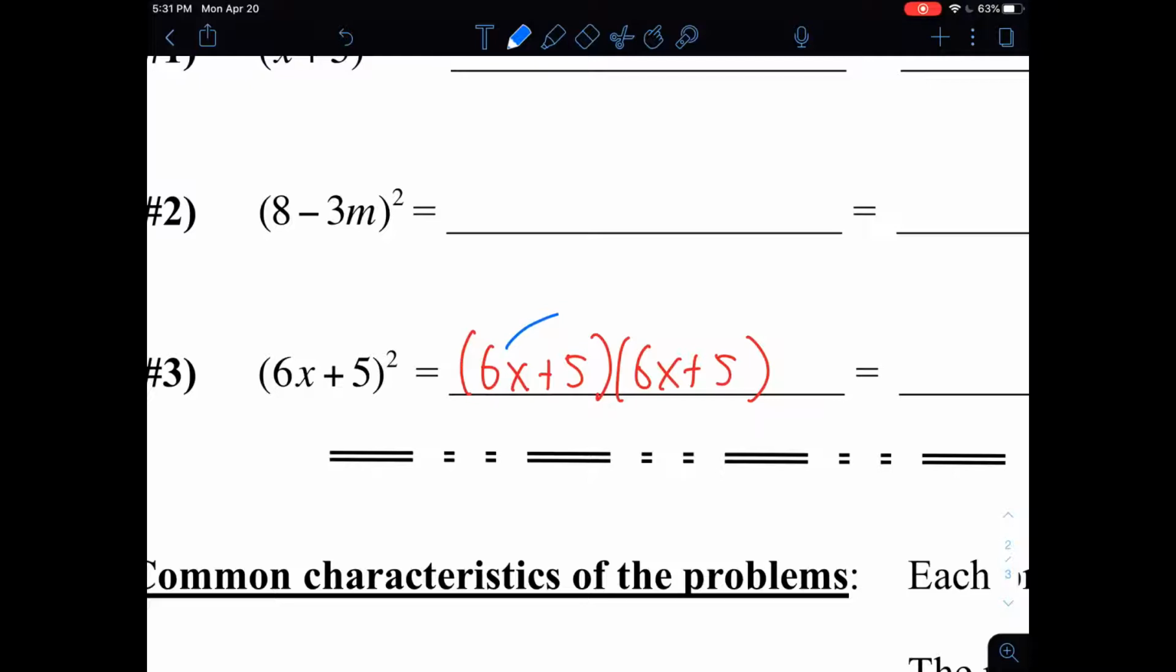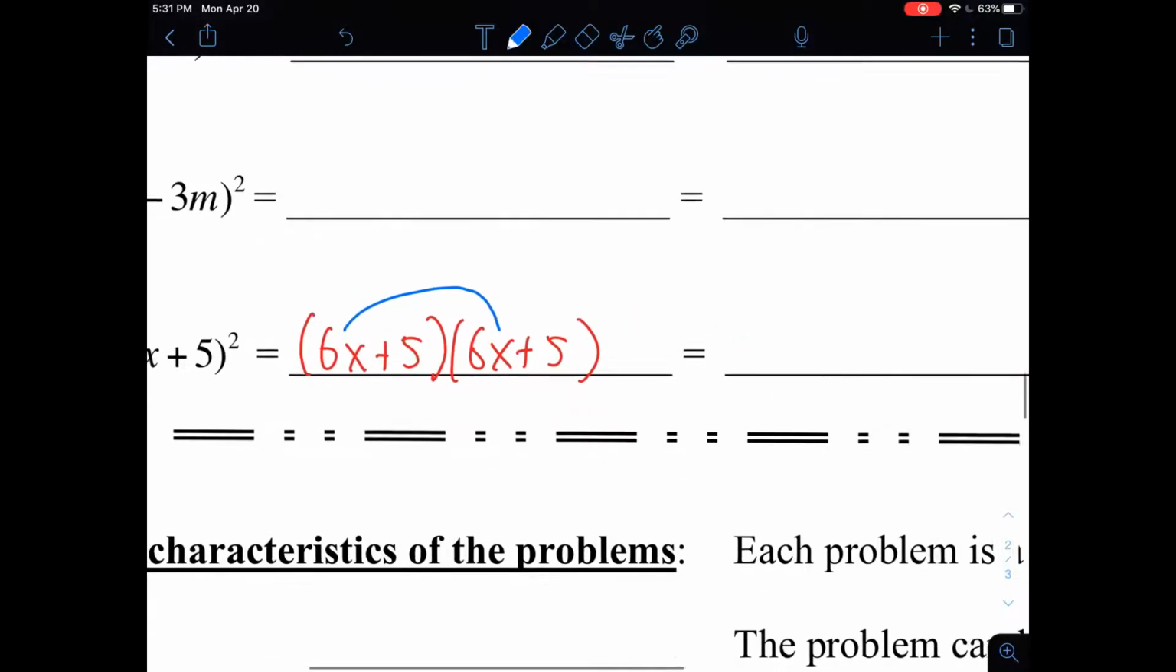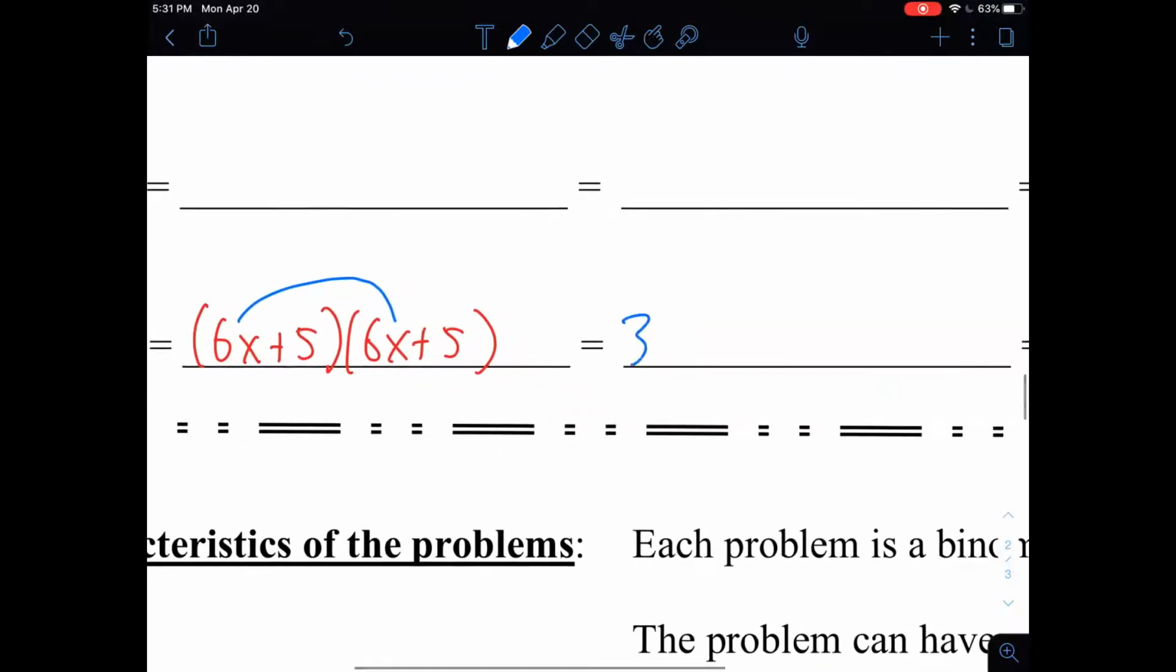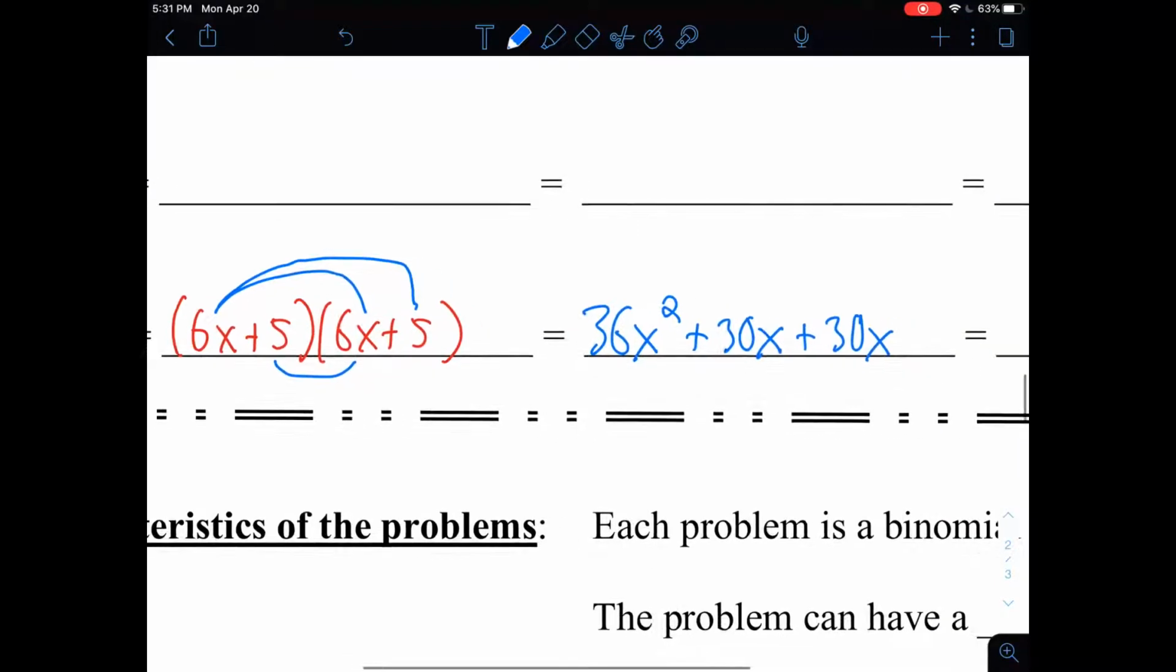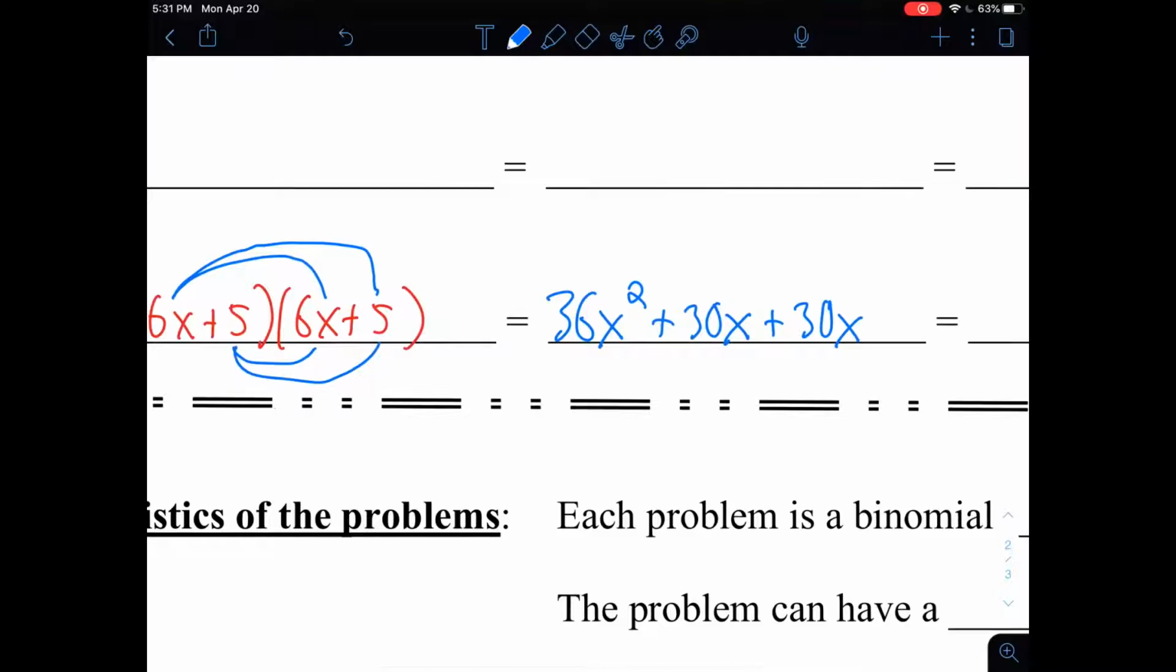So we're going to do 6x times 6x, which is going to be what? 36x or x squared? It is x squared. X times x is x squared. You got to add the exponents. Then what's 6x times 5? Plus 30x. 5 times 6x is another added 30x. And then what is 5 times 5 going to be? Plus 25.